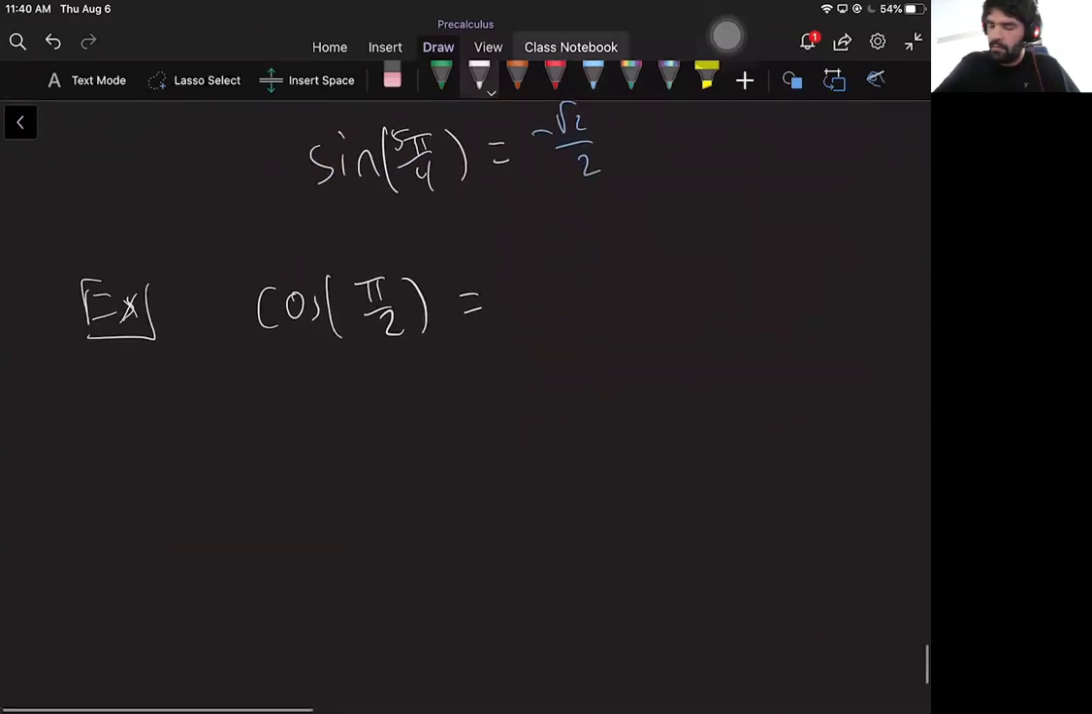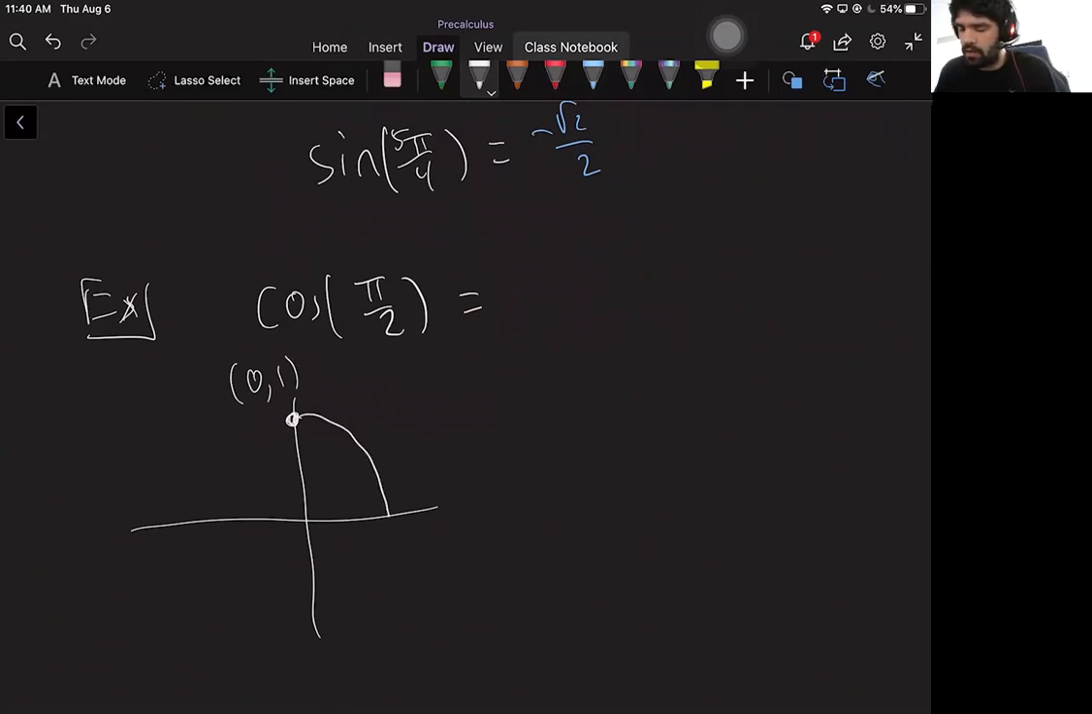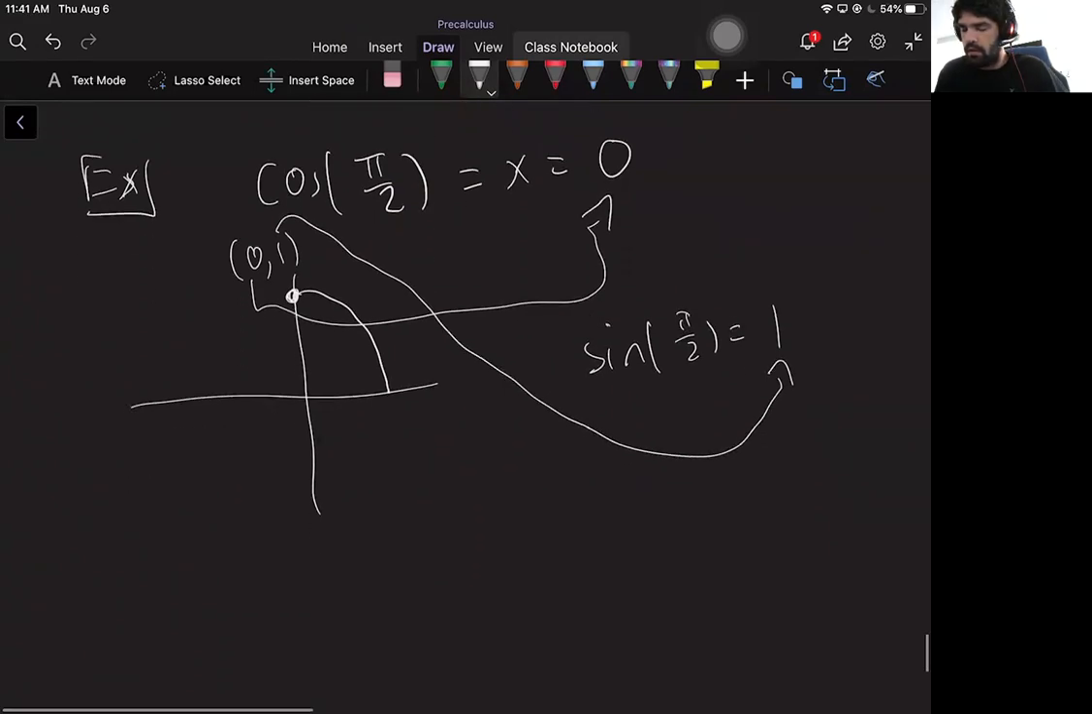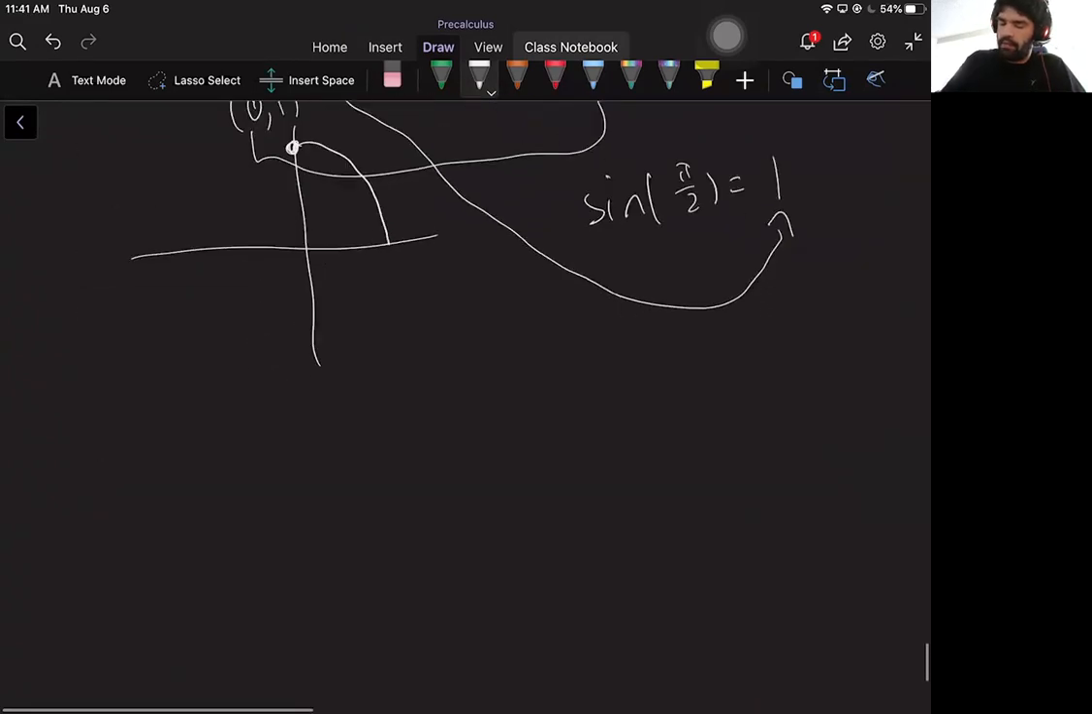Pi over 2, that is the 90-degree angle. That's this guy here. So what's the point there? It's 0, 1. Because you just go up 1. So the x value for cosine is 0. And then what would sine of pi over 2 be? That would be 1, because it would just be the y value.